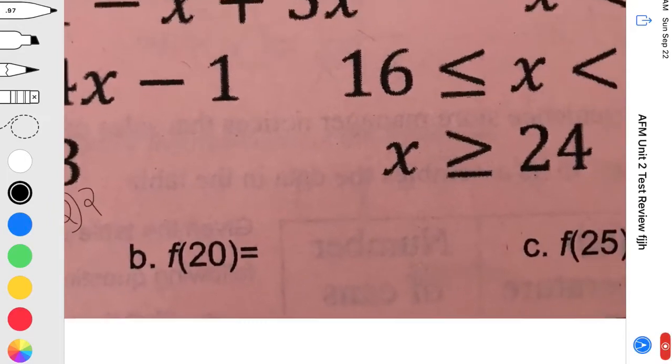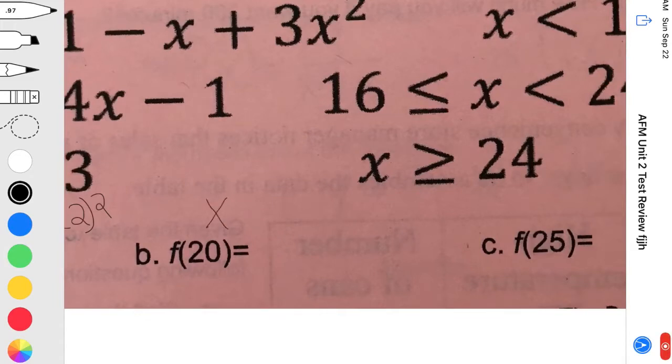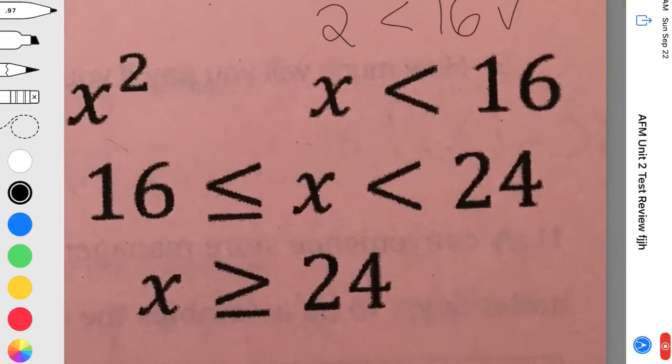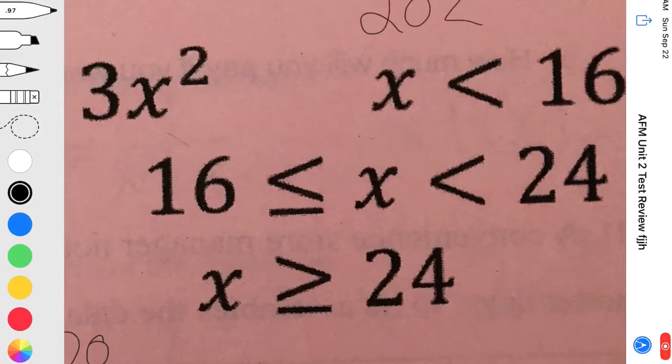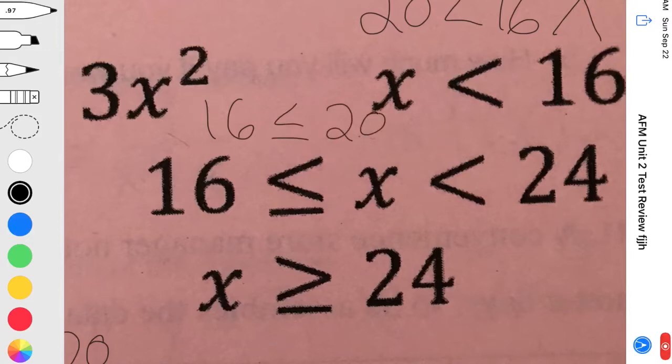For B, we have x is 20. So we go to our steps, or go to our restrictions. Is 20 less than 16? No, it is false, so we don't use step 1. Is 20 greater than or equal to 16? Yes. Is 20 less than 24? Yes. So this is true. So this is the step we use.